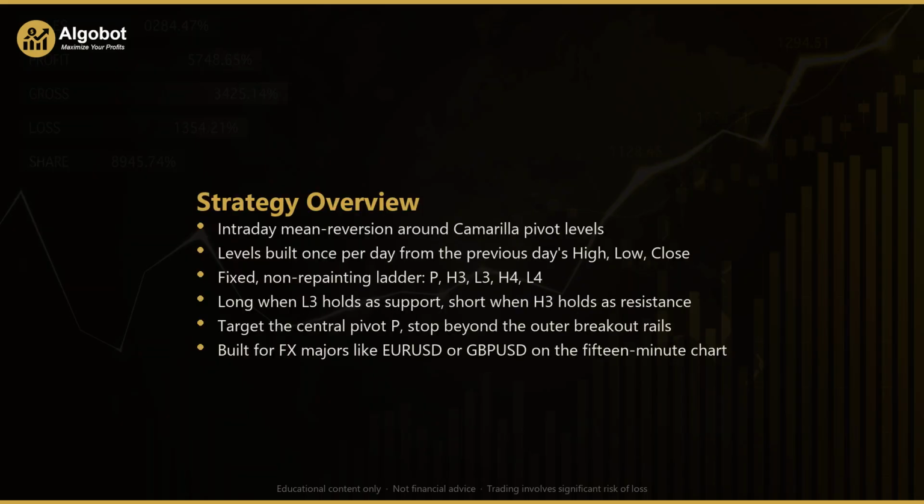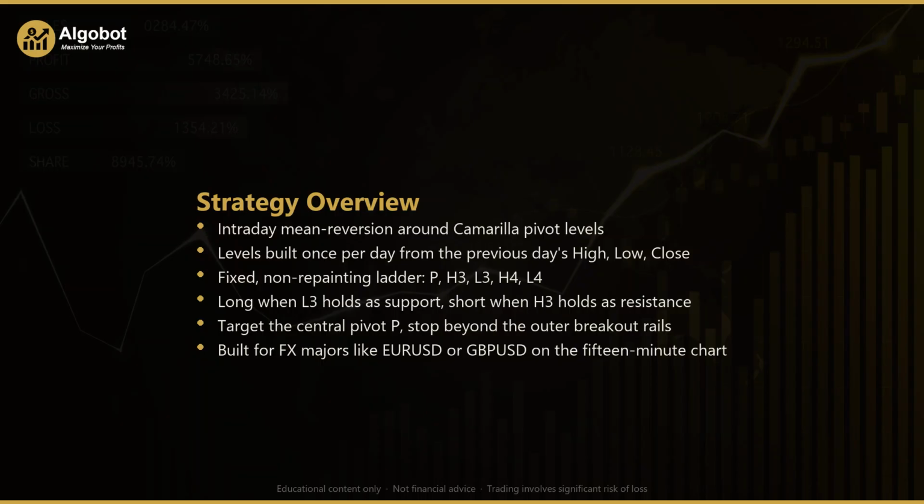At its heart, Camarilla Pivot Reversion is a mean reversion strategy. Instead of chasing big trending moves, it looks for moments when price stretches away from its center and then drifts back toward it. The tool it uses to define that center and the edges around it is the Camarilla Pivot System. Every trading day, the strategy takes the previous day's high, low, and close, and from those three numbers it calculates a ladder of levels.